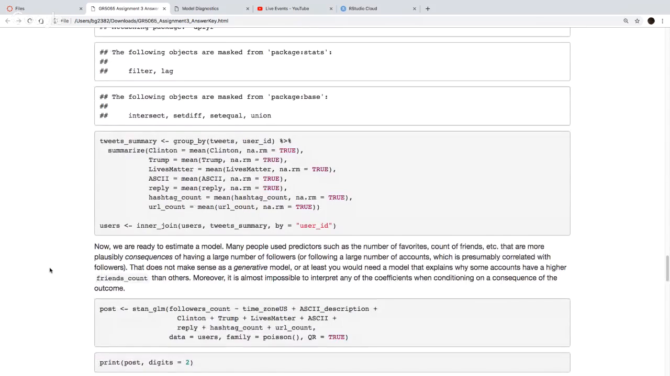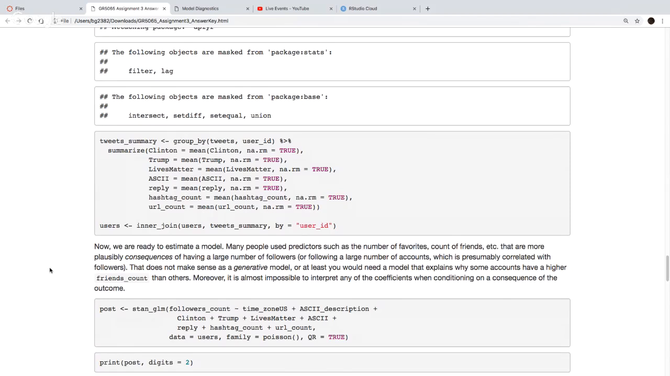What a lot of people on Campus Wire were doing was using other variables like the number of favorites in the account, like the number of likes, all of which are more plausibly consequences of the number of followers than something that could plausibly be an exogenous known in a generative model for how many followers you have. And when you start just throwing in variables willy-nilly, including things that are a consequence of your treatment variable of interest or a consequence of the outcome, that doesn't make sense as part of a generative model.